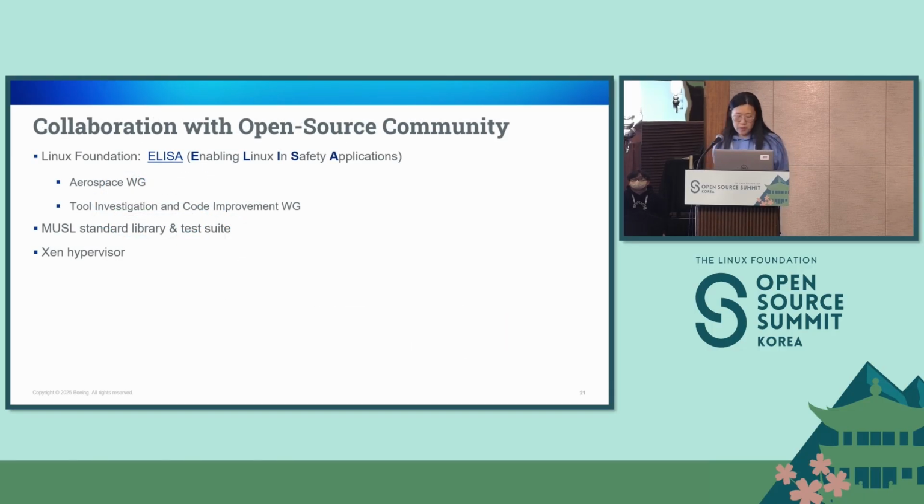So last but not least, we've been collaborating with open source communities. We already are active as the chair of two working groups in the Linux Foundation ELISA. One is the aerospace working group, and another is the tool investigation and code improvement working group. And furthermore, for the musl library, we contributed a test suite for the musl API verification.